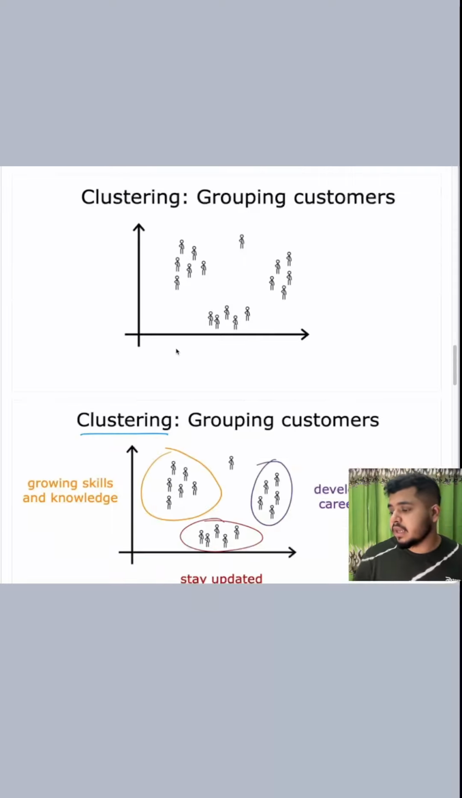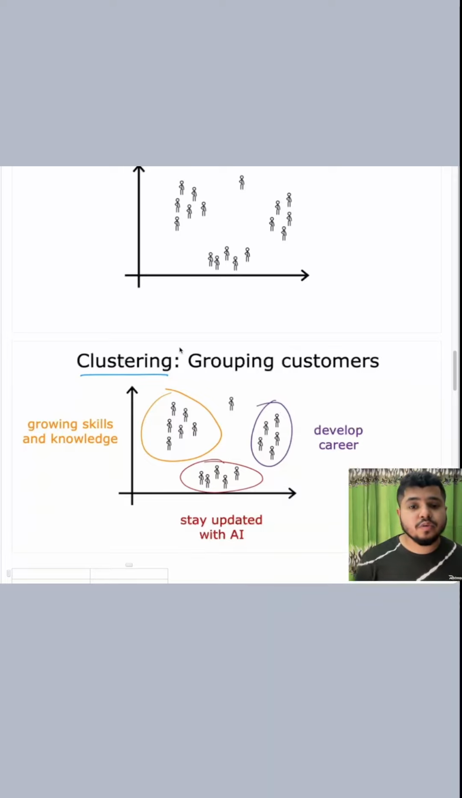For example, let's see here a company who would like to send emails to a particular group depending upon their own need. In this group, there's someone who would like to grow their skills and knowledge, another one who would just like to stay updated with AI, and the other one who would just like to develop their career. From the point of view of a company, they wouldn't want to mingle these. They would send to someone who would like to develop their career, and to someone who would like to stay updated with AI separately.